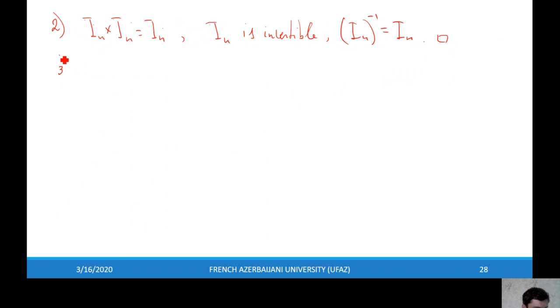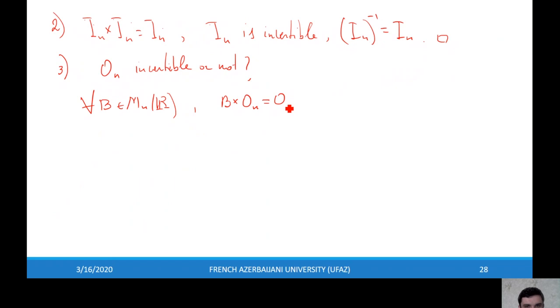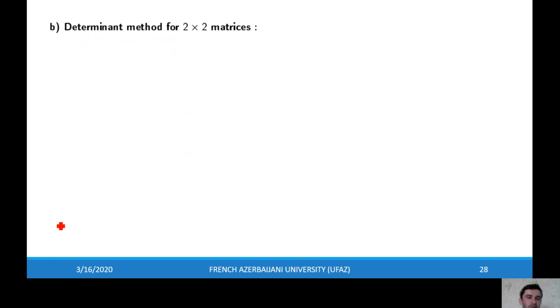Is the zero matrix invertible or not? We know that if we take any matrix B, B times the zero matrix is equal to the zero matrix times B, which is the zero matrix. Because of this, the zero matrix is not invertible. Why? Because the zero matrix is different from the identity matrix. That's all. And the next method is called the determinant method for 2 times 2 matrices.